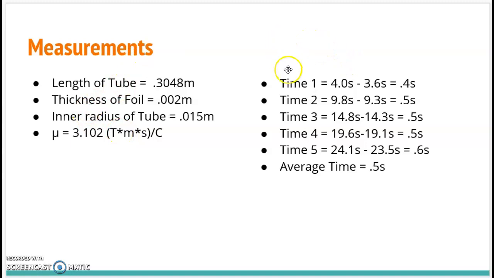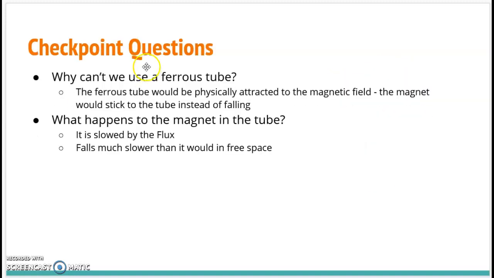And so for our experiment, we took one long video where we dropped the magnet 5 times, and then looking in slow motion at the times that it entered the tube and exited the tube, we found the average falling time to be about half a second. And before we move on to our model, we are going to answer some of these questions.